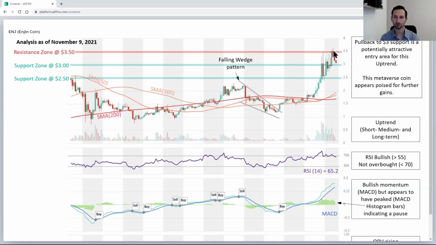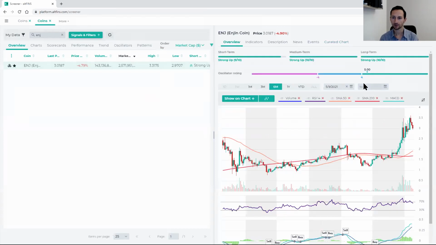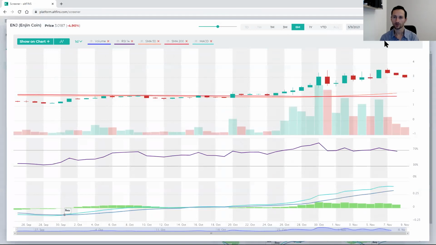As you can see, multiple times the price had been rejected at that area. Clearly, that is strong resistance with a lot of selling around it. At the same time, we think that the $3 support zone is a good buy on the pullback opportunity. Okay, but let's look at the live chart. Well, it's not much different from what we saw in the curated chart.